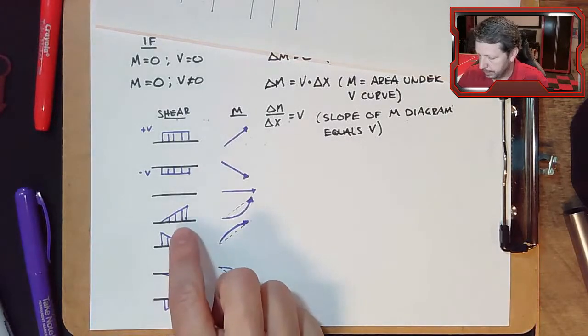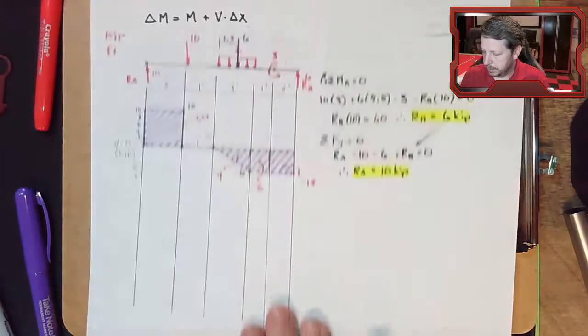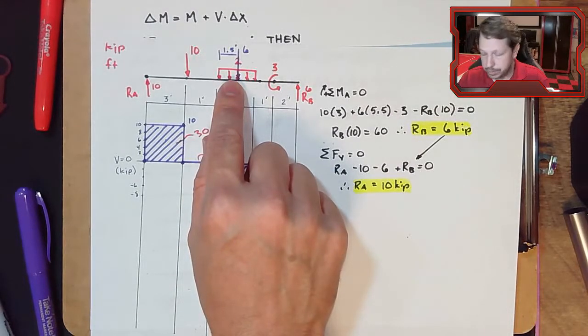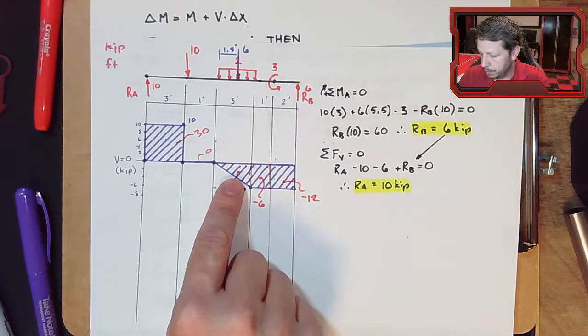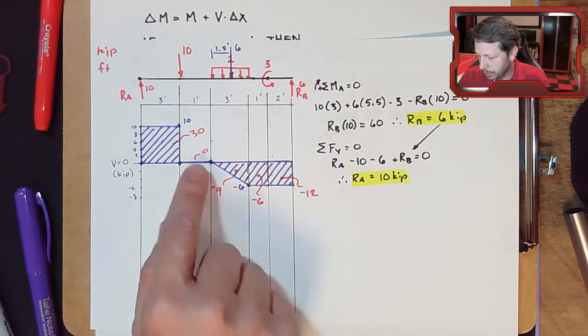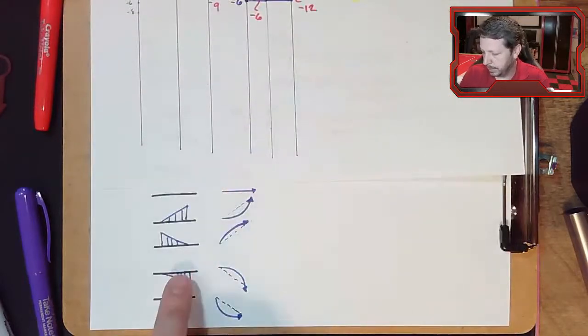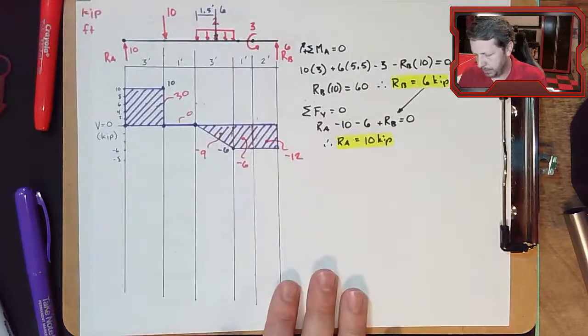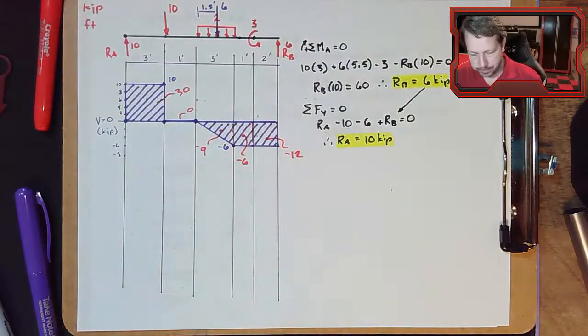Obviously, we are limiting ourselves to just evenly distributed loads. If you have other shapes here, then this shape will be some other more convoluted, more curved shape, which will give a higher order curve in the moment diagram. But we're just not going to deal with those in our case.